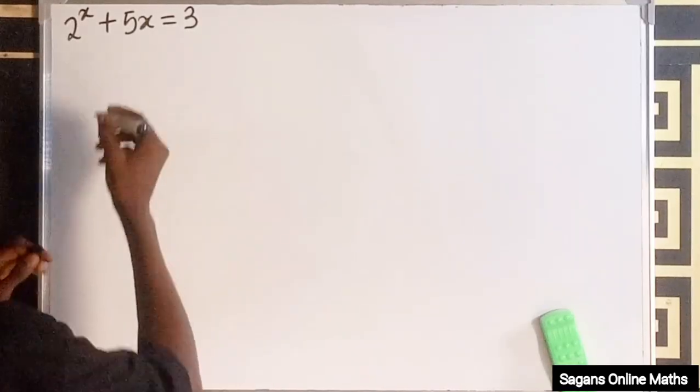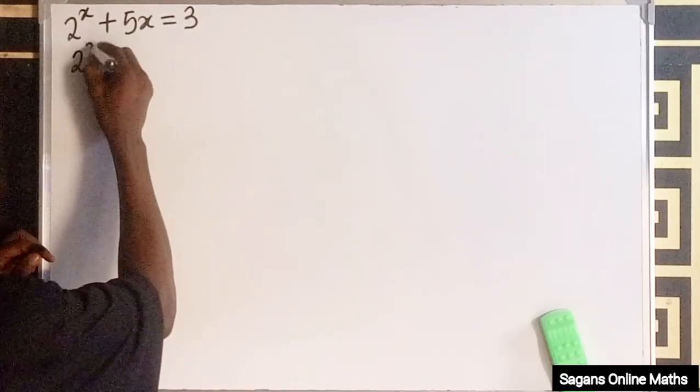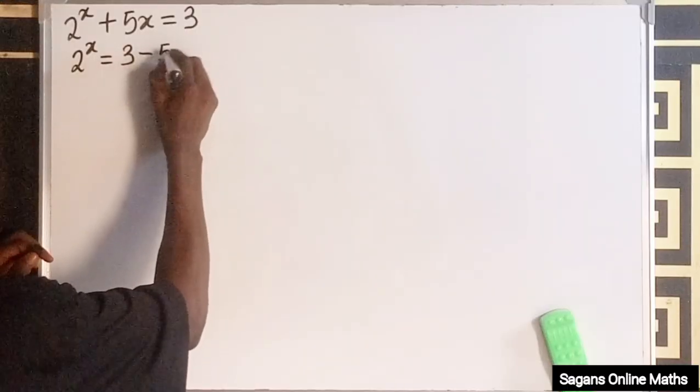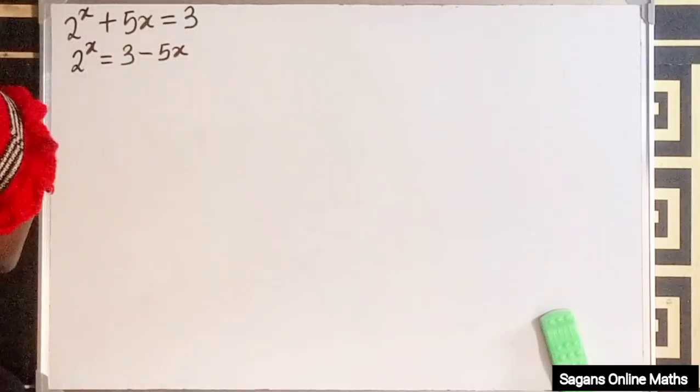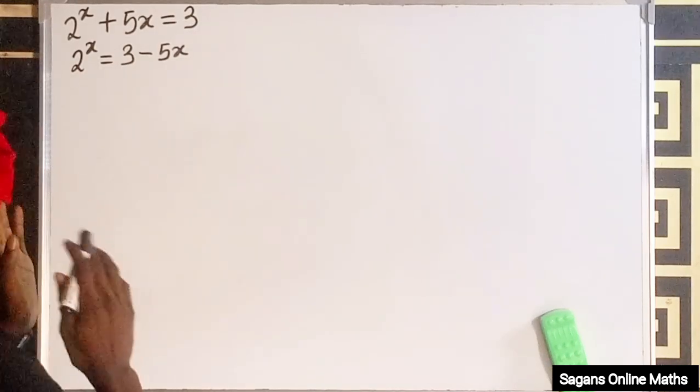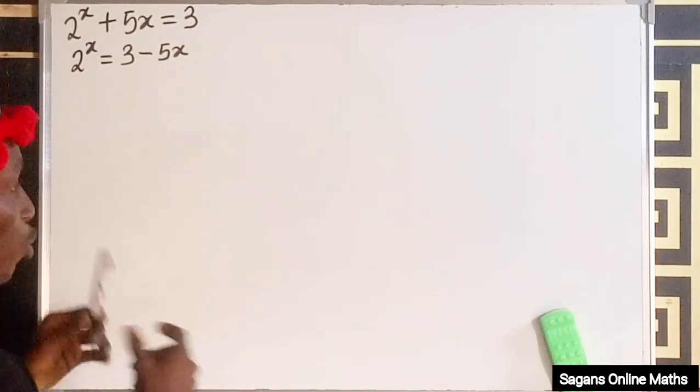That's our first step. So that means we are going to have 2 raised to the power of x equals 3 minus 5x, because that's our first step. Then our second step is to divide both sides by 2 raised to the power of x.